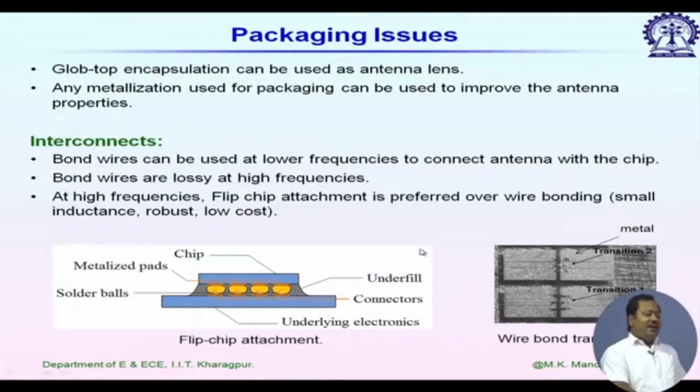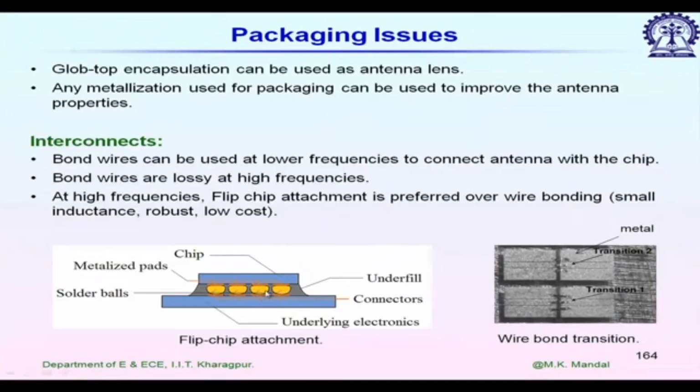Now, next is interconnect issues. Once we have the radiator, we have to connect it to the microstrip circuit. So, how to connect? We can obviously use a microstrip line, a CPW line if possible, or we can use wire bonding. That is the most popular method to connect the radiating structure with the millimeter wave circuit part. Now, there are different types of connecting procedures. The popular one is wire bonding and another one is flip chip attachment.